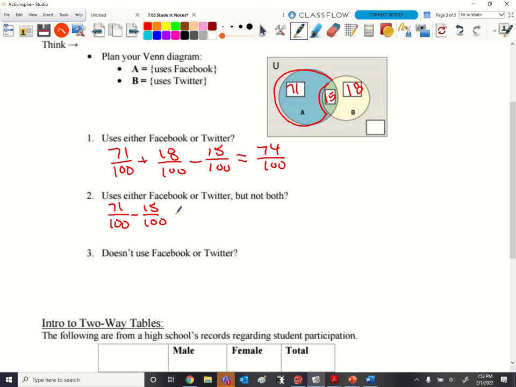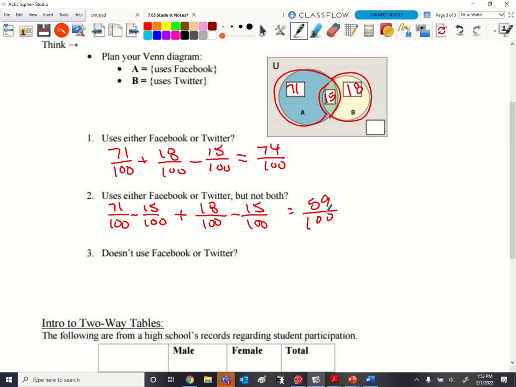Plus, and we're going to have 18, there's my Twitter, minus 15, right? And that's going to be this value out here, but not both. So that's how I can go through and do that. So let me see, that's going to give me a grand total of 59. Okay, so it would be 59%.